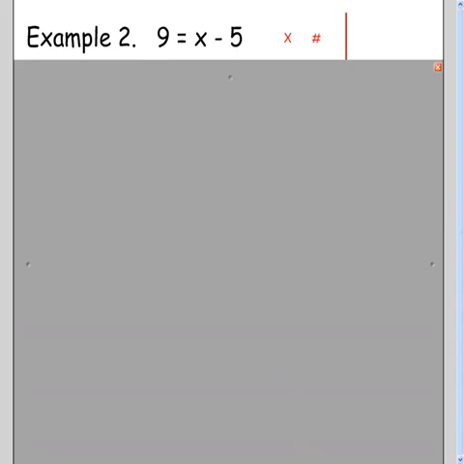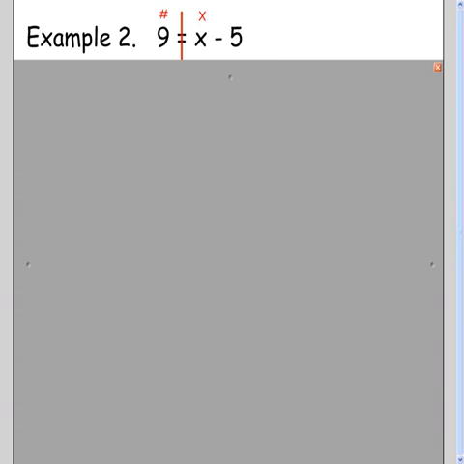Let's try another problem. So here's our example, number 2: 9 equals x minus 5. First, I have to put a line down the center to help me keep my equation balanced. Then I'm going to label the variable side, the one with the variable x, and the number side, the one without the variable, with the number sign.